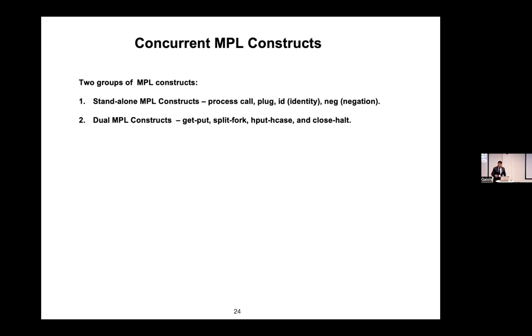So let's look at some of the facilities, some of the commands that MPL provides to write concurrent code. Roughly these can be divided into two parts: standalone MPL constructs or dual MPL constructs. Most of the MPL constructs come as a pair. However, there are some which are standalone.